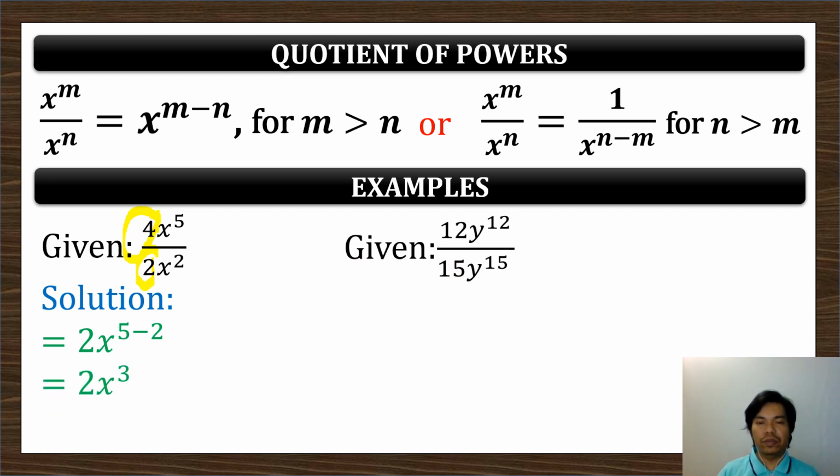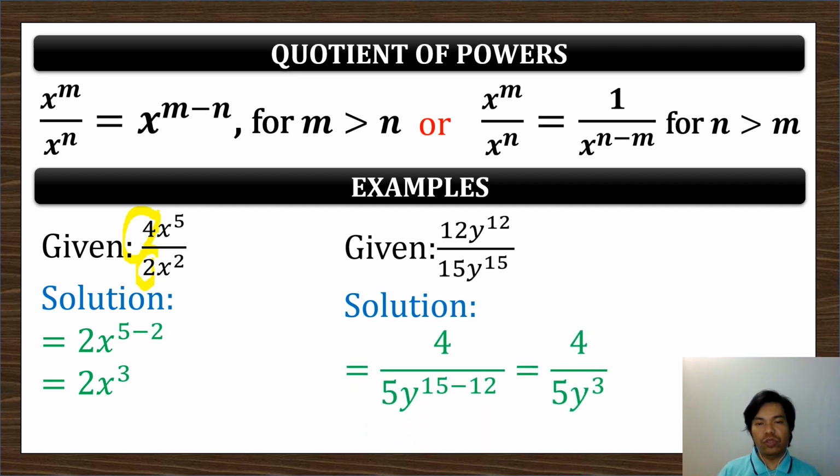For our next example, we have here 12y raised to 12 over 15y raised to 15. So when we simplify this one, for 12 and 15, we can reduce this one to lowest term by dividing it by 3. So 12 divided by 3 is 4, and then 15 divided by 3 will give us 5. And then para sa ating variable, sa denominator natin siya ilalagay kasi mas mataas yung exponent nung nasa denominator compared nung nasa ating numerator. So this will give us y raised to 15 minus 12 in our denominator. Once we simplify this one, magkakaroon tayo ng answer na 4 over 5y cubed.